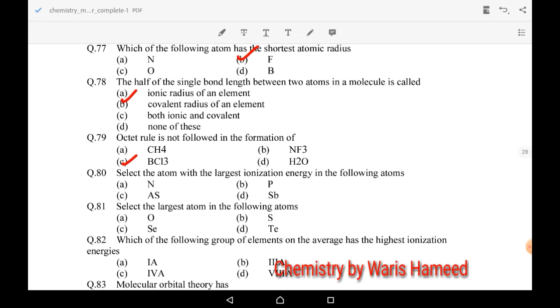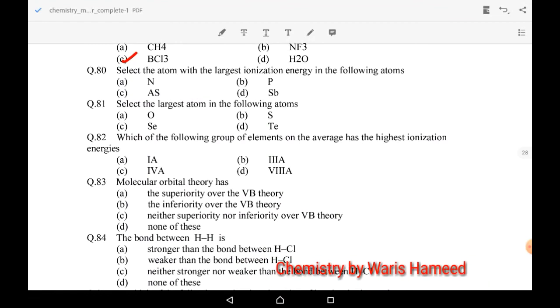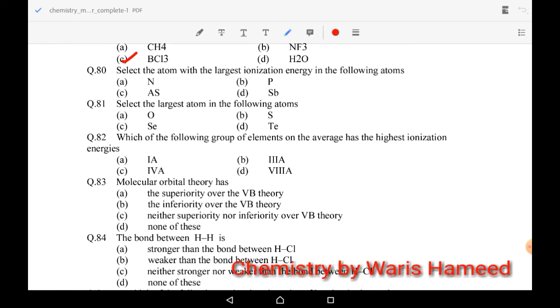Next MCQs. Select the atom with the largest ionization energy in the following atoms. Which will have the largest ionization energy? The atom which has the smallest size will have the largest ionization energy, so its correct option is A. Select the largest atom in the following atoms.